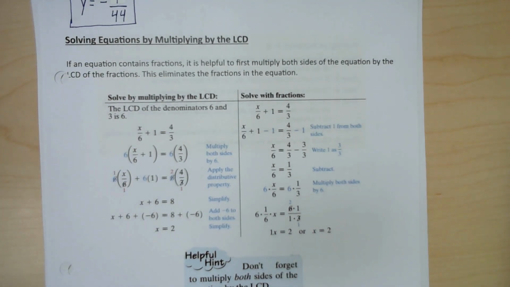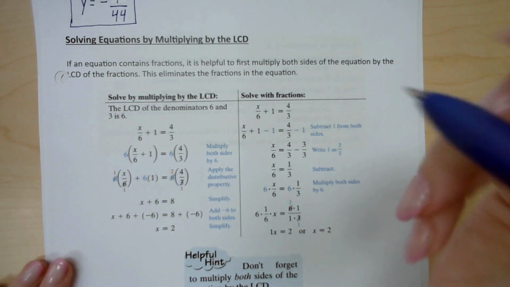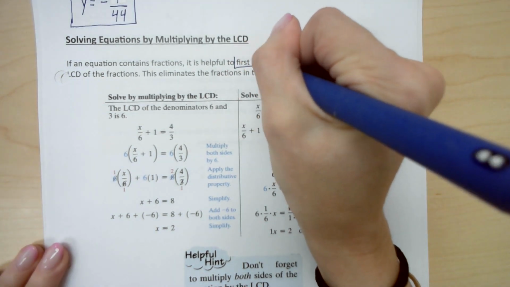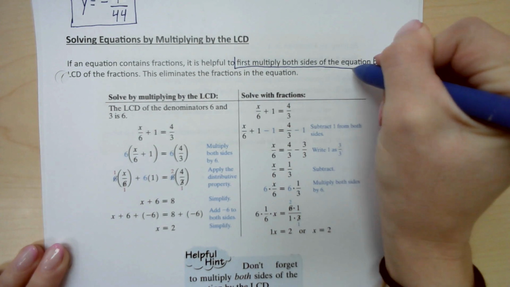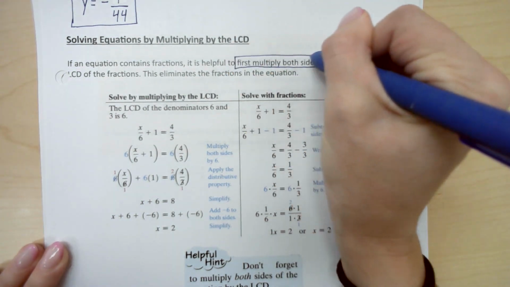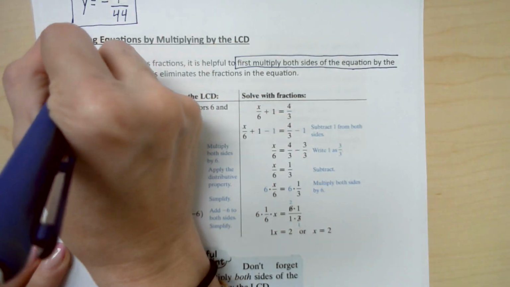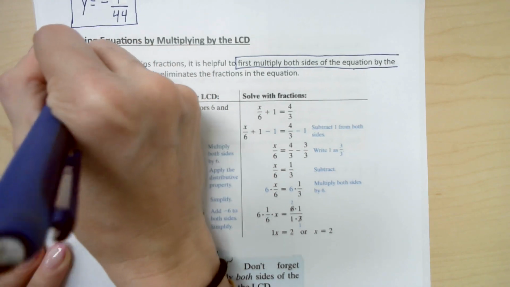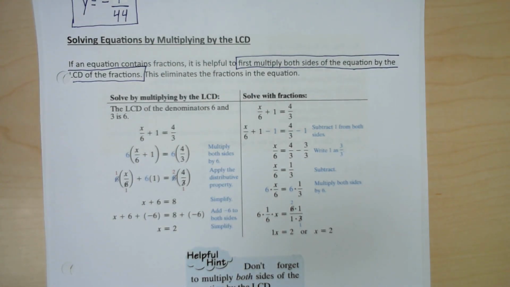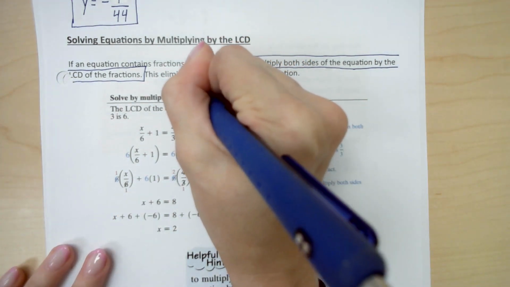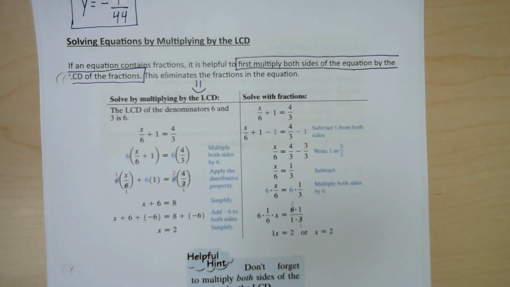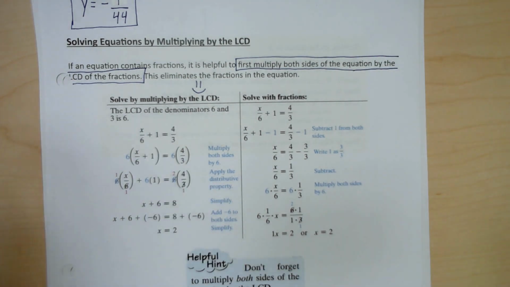If an equation contains fractions, it is helpful to first multiply both sides of the equation by the LCD of the fractions. This eliminates the fractions. We like this. If we can get rid of the fractions, then we know how to solve these. So let's look at this example here.